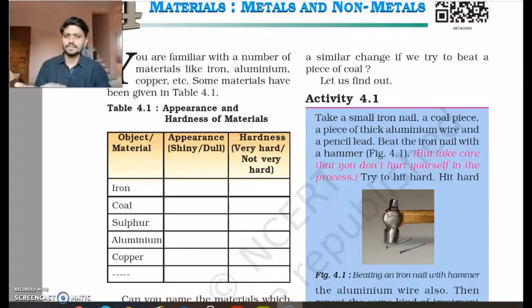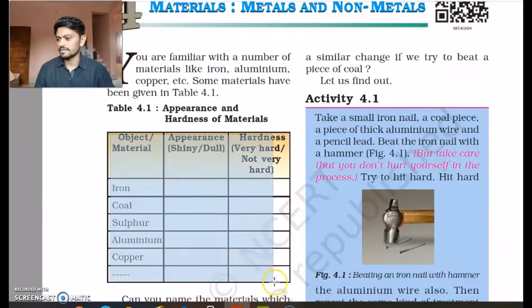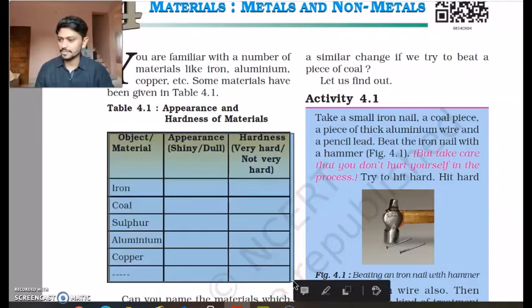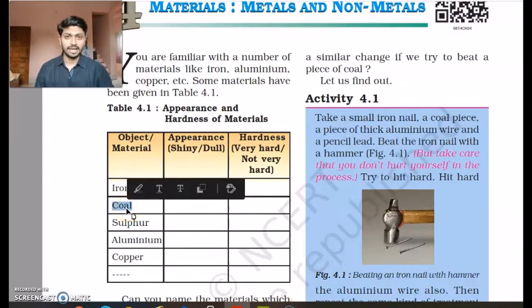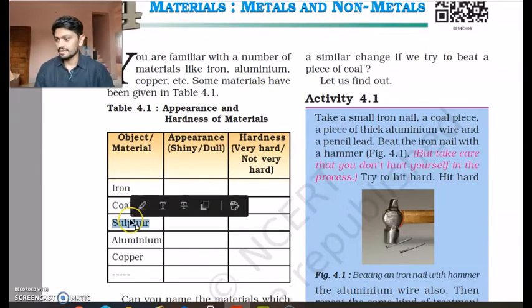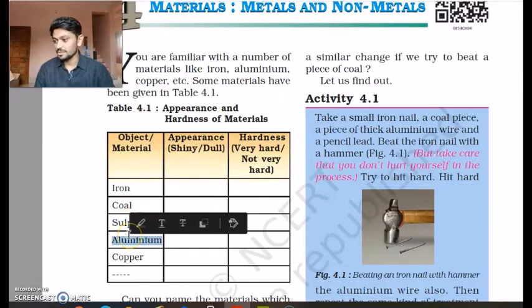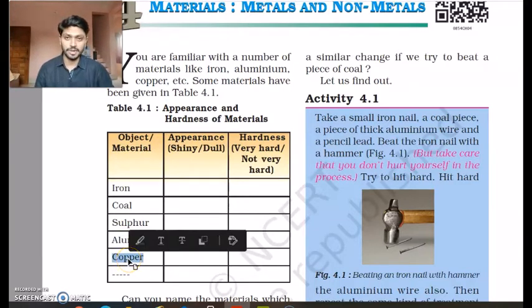So how do we get a difference between metals and non-metals? Is there any point of comparison? Yes, there are lots of ways which you can compare between metals and non-metals. Given we have an example of certain instruments that we find common, these are some materials. Say for example iron, we know iron is a metal. Coal, well I don't really know what coal is. Sulfur, again I'm not sure. Aluminum, oh yes, I know aluminum is again metal. Copper, again copper is a metal.